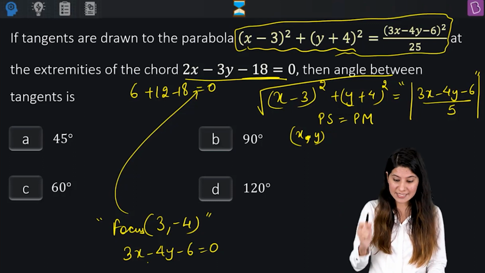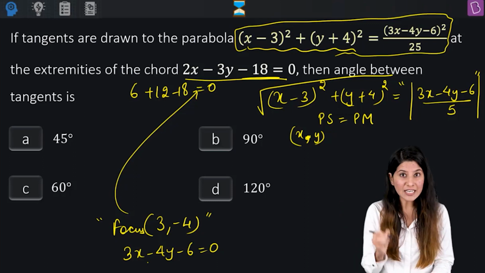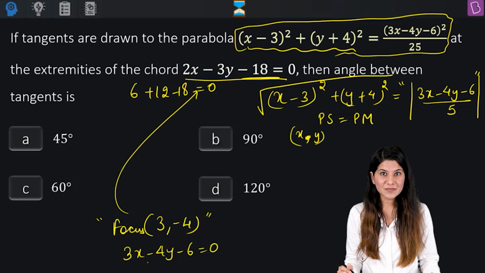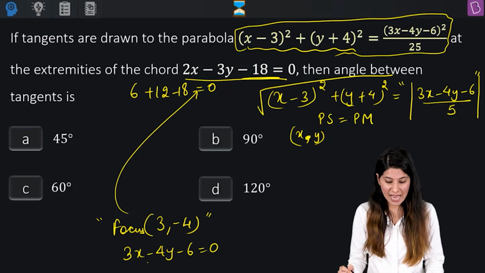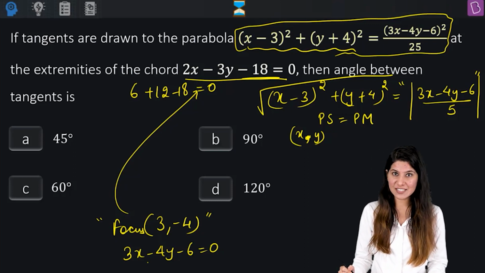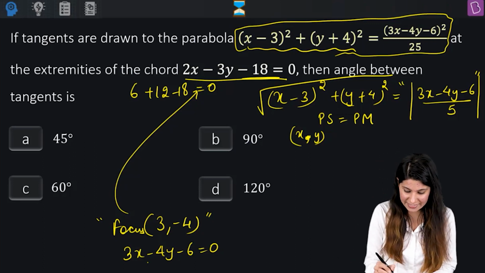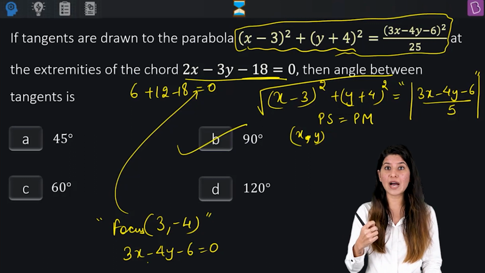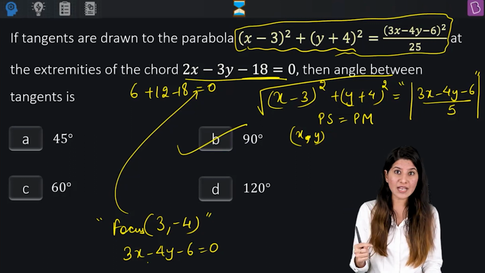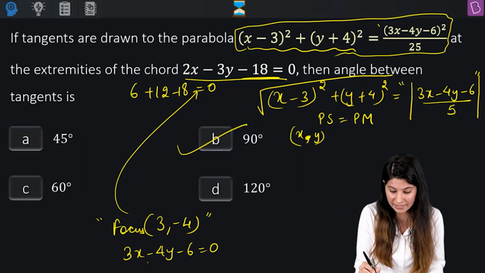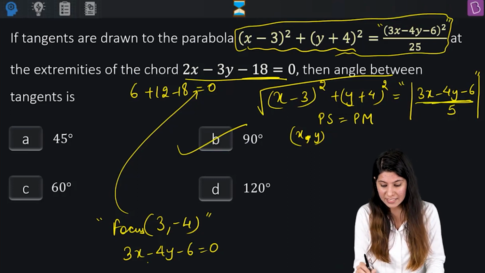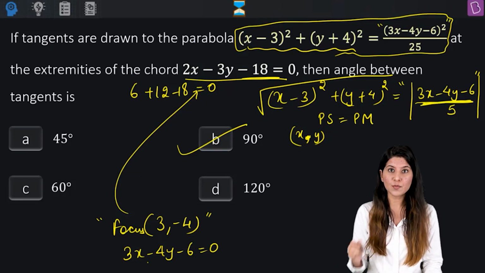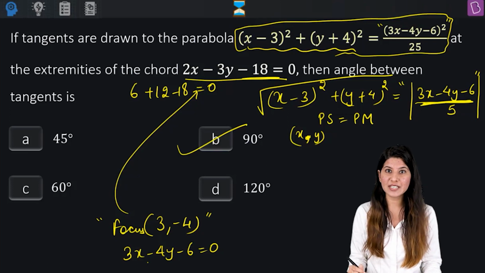So from the extremities of the focal chord, we are drawing 2 tangents on this parabola, and we need to figure out the angle between the tangents. Do I need to tell you that the angle is nothing but option B, 90 degrees? And moreover, I know one more piece of information. Both tangents will meet at the directrix, that is, on the line 3x minus 4y minus 6 equals 0. So this is all the question is about.